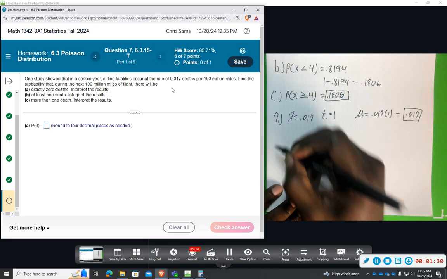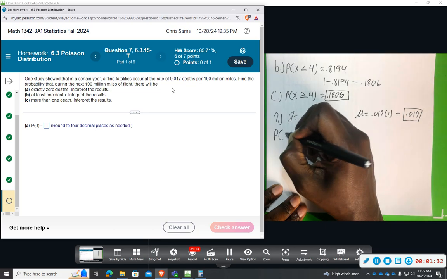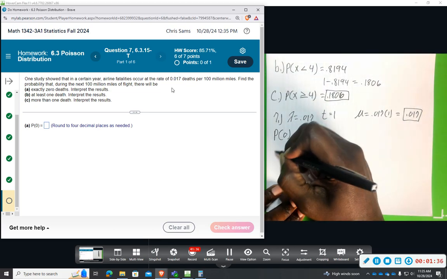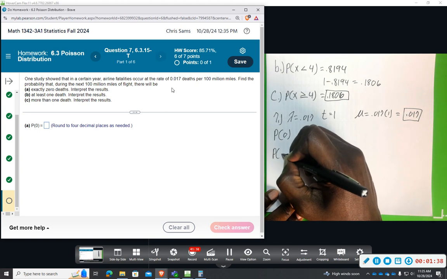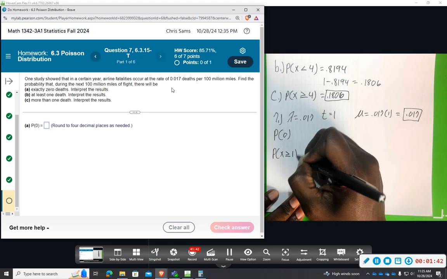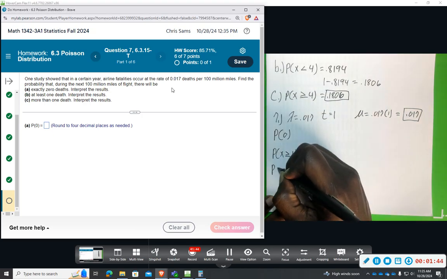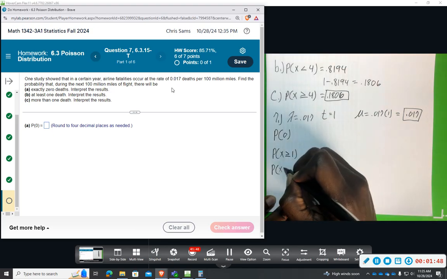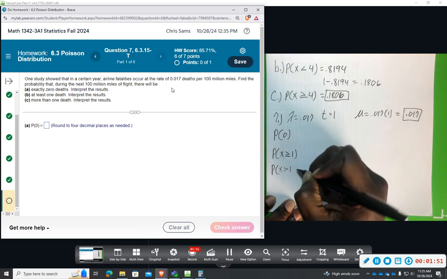And we are going to find the probability of 0, then the probability of at least 1, which is greater than or equal to 1, and then the probability of more than 1, so just greater than 1.